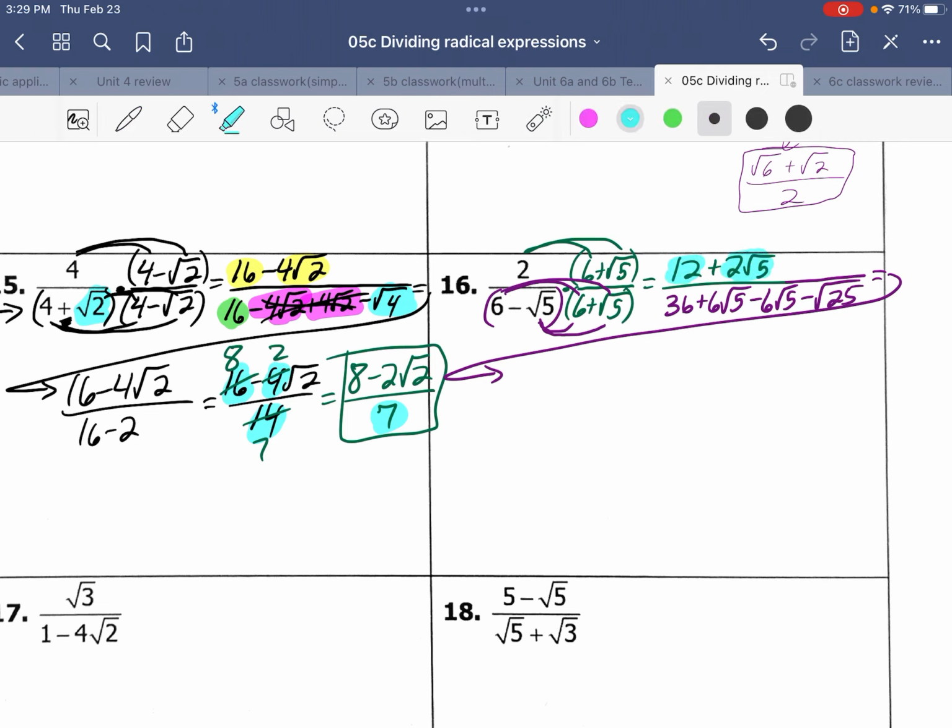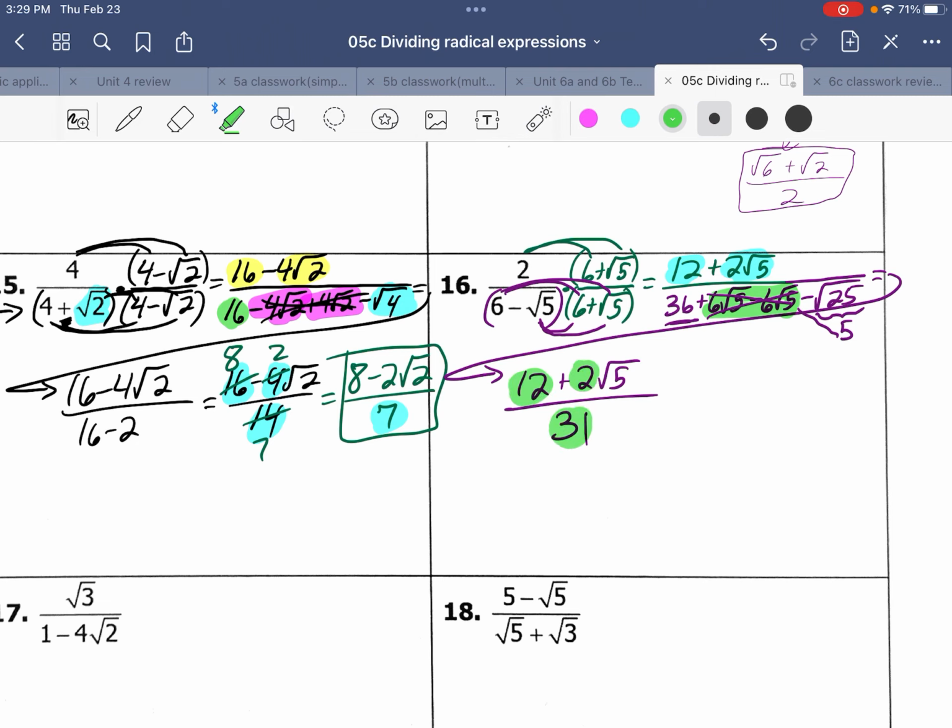After you multiply, you look to simplify. So I'm looking at the numerator. Can I simplify anything here? No. So I'm just going to rewrite that. They're not like terms, and I can't simplify the square root of 5. In the denominator, we have some things going on. The middle terms, we have 6 square roots of 5, and we're subtracting 6 square roots of 5. Those are gone. Those are eliminated. That beats 0. Square root of 25 is 5. So we have 36 minus 5, which is 31.